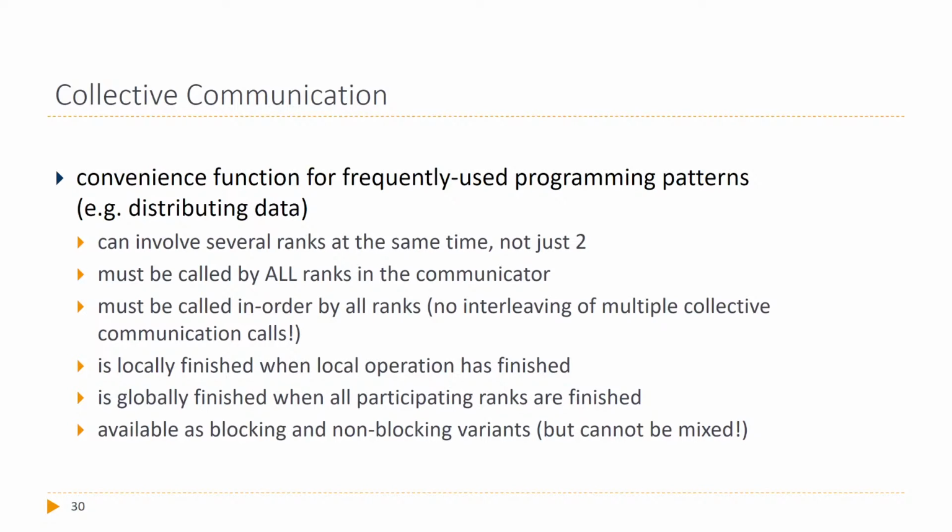Collective communication is basically just for convenience. Everything you do with collectives could also be done with send and receive, but you don't want to have the workload. They're available for some frequently used programming patterns like distributing data, gathering data, broadcasting, and so on. Now the difference to point-to-point is that they can involve several ranks at the same time, not just two. However, it must be called by all ranks in the communicator. So collective communication is always done for a communicator, or basically also a group, but it needs to be done by all of those ranks.